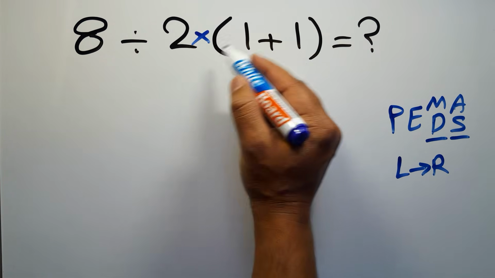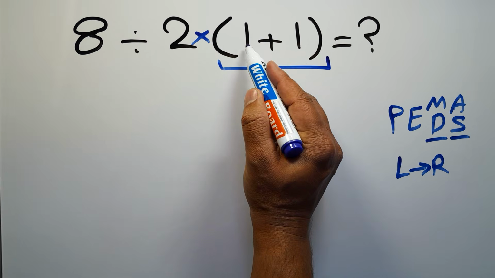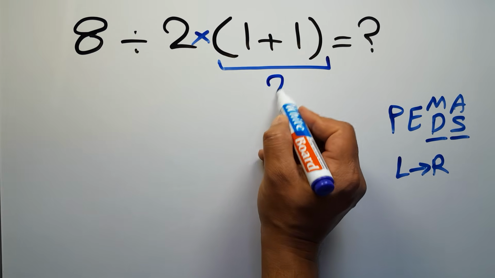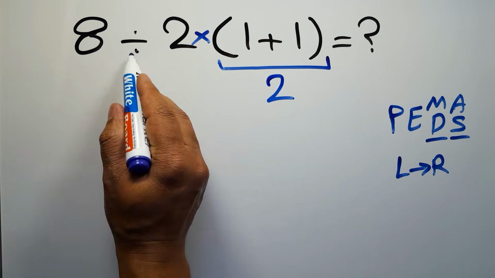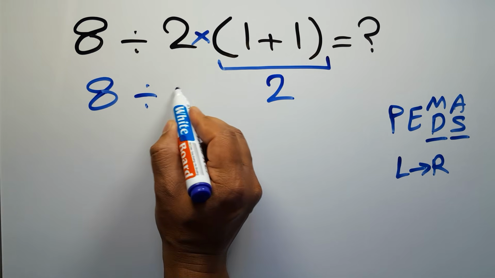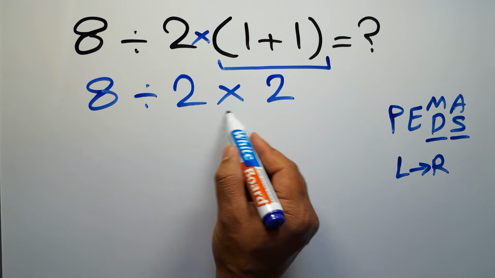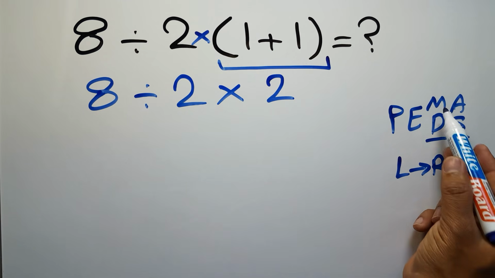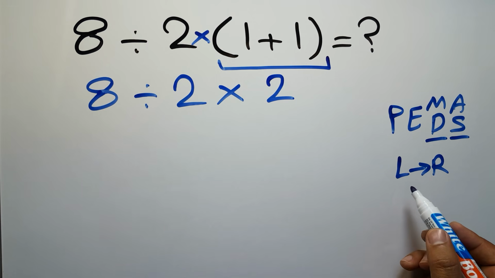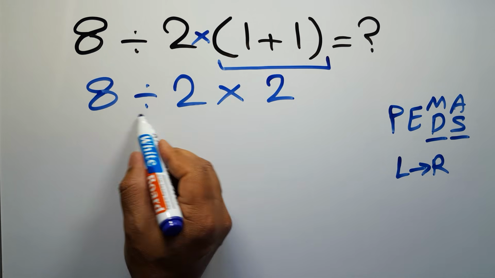So first we have to do this parentheses. Inside this parentheses we have 1 plus 1, which gives us 2. So we have 8 divided by 2 then times 2. Now we have one division and one multiplication. As I said, multiplication and division have equal priority and we have to work from left to right. So here first we have to do this division.